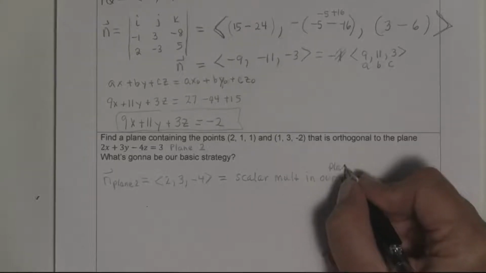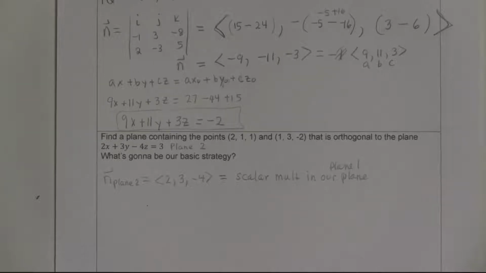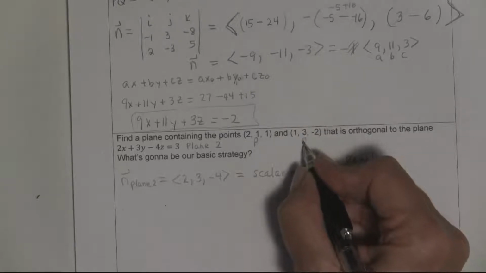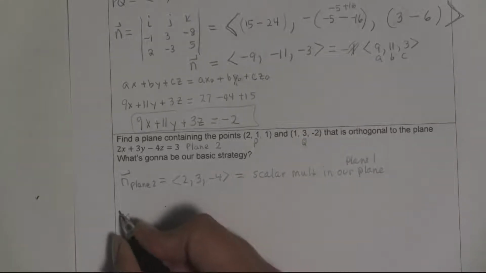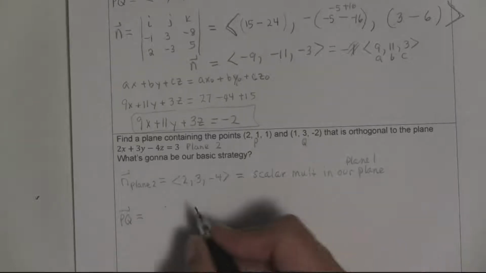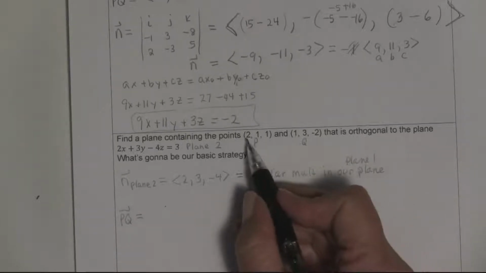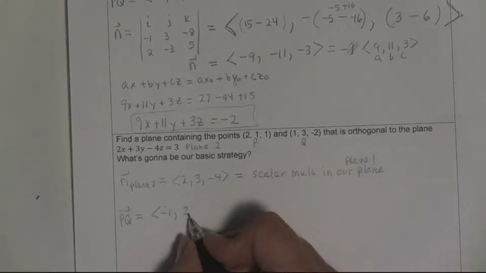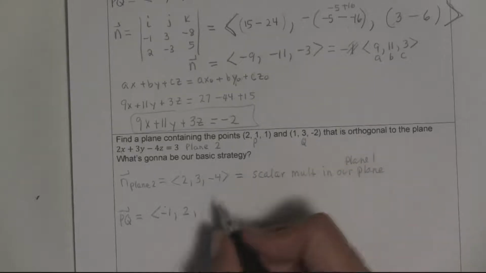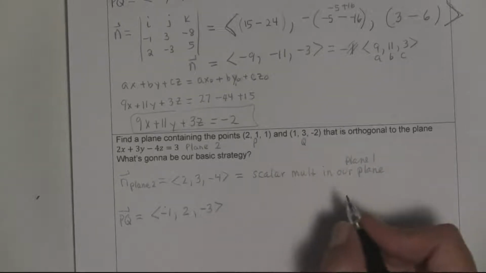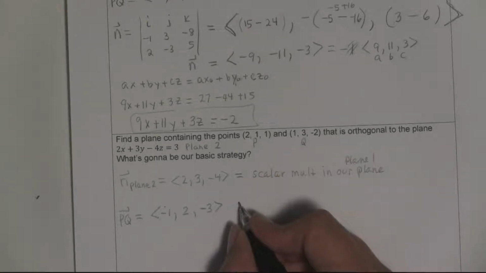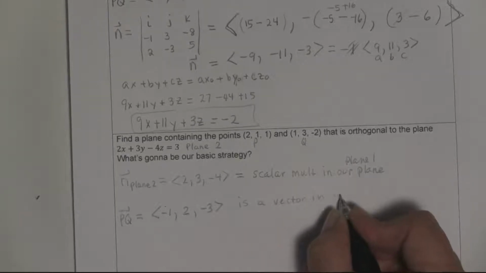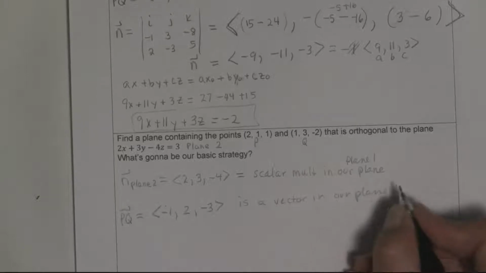I called it plane 1, right? That's the plane we're trying to find. Then I'm going to call this P, and I'm going to call that Q. Then PQ is a vector, so let's find it here. 1 take away 2, negative 1. 3 take away 1, 2. Negative 2 take away 1, negative 3. This is a vector in our plane. In plane 1.